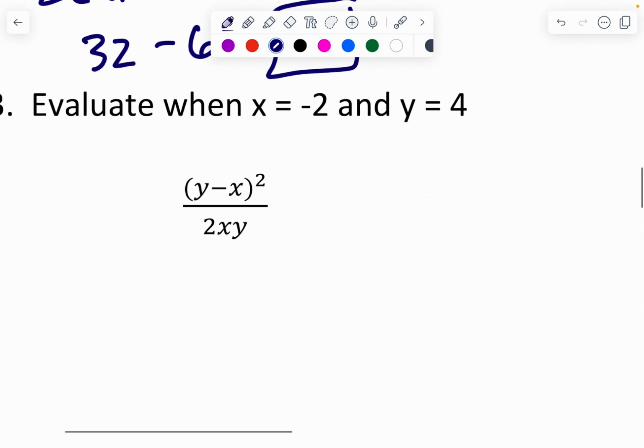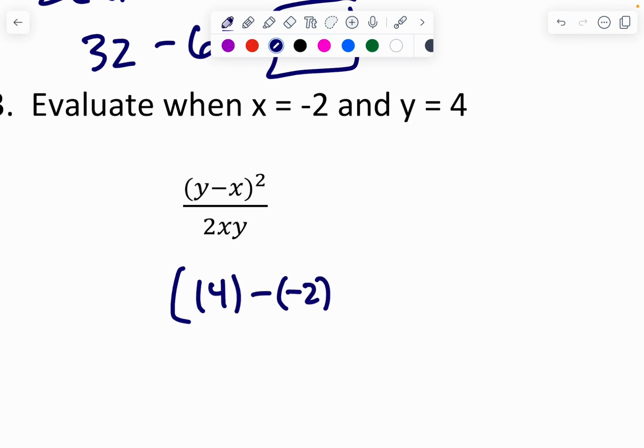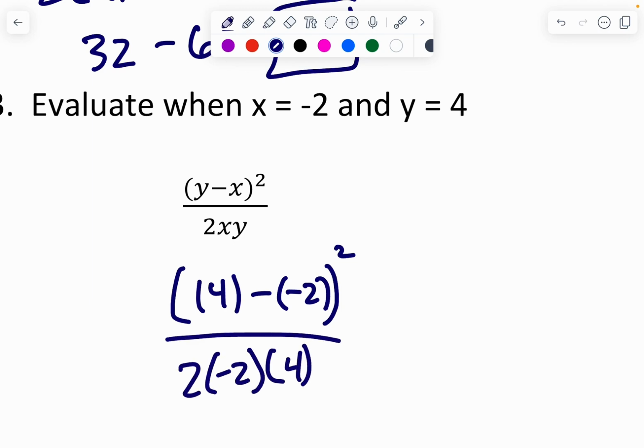This one has 2 different letters, but same thing. So instead of Y, you're going to plug in 4. Minus, instead of X, -2. On the bottom, same thing. Notice again, in parentheses all day long. On top, you've got parentheses first. Careful, minus a negative means plus, so that's really 6 squared, which is 36.